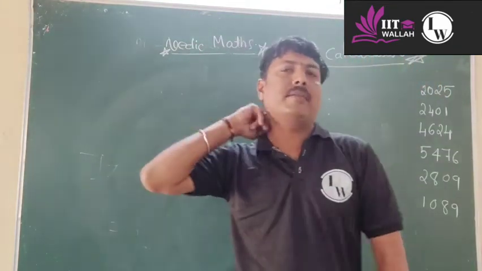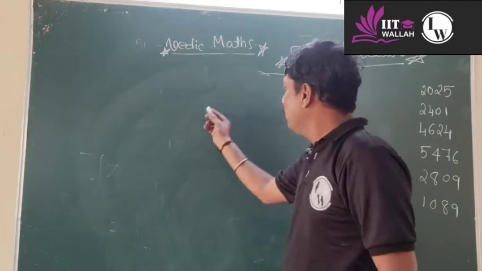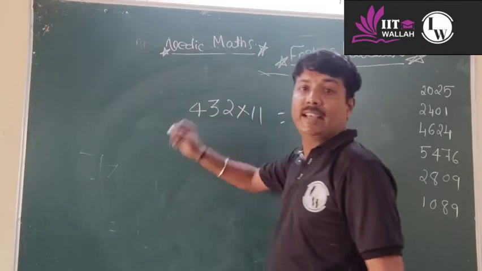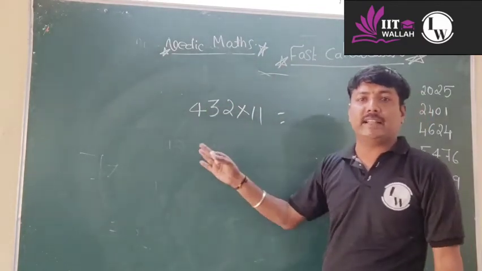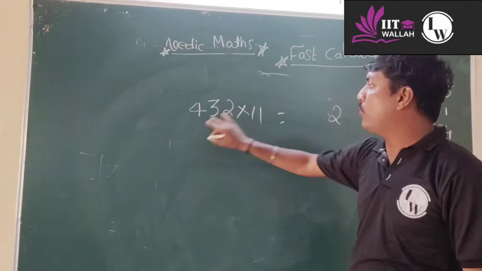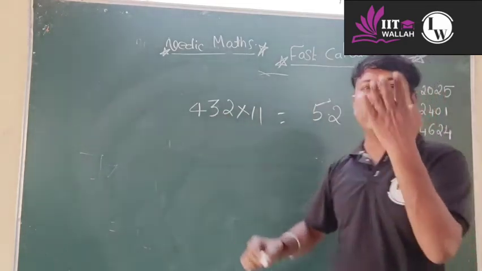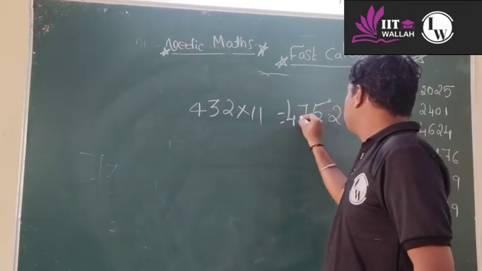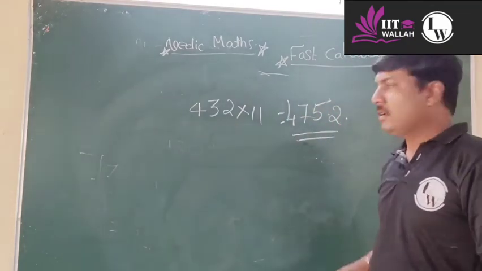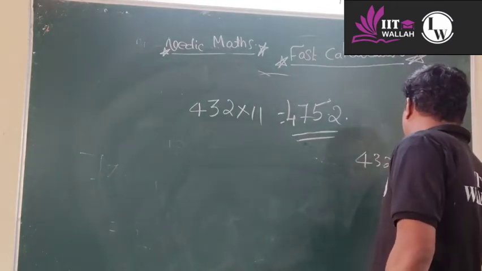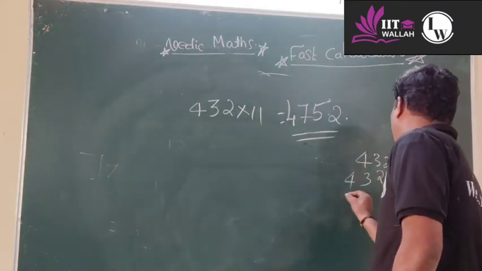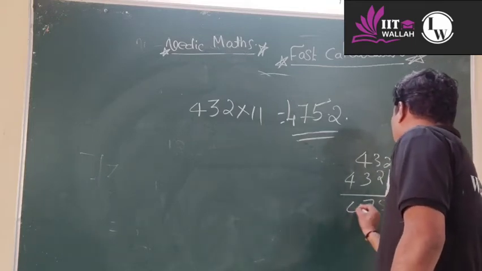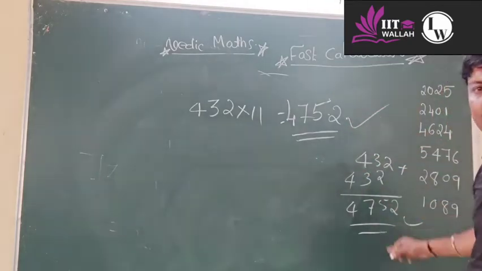Okay. So some big number we will check, like 432 into 11. See how fast we can multiply any 3-digit number with 11. Because first step is 2, then 43 plus 2, 45. Then 4 remains. That 4 would be added to this 43. So that is 47. 4752. We can check it. 2, 3 plus 2, 5. 4 plus 3, 7. See, the same answer is coming.